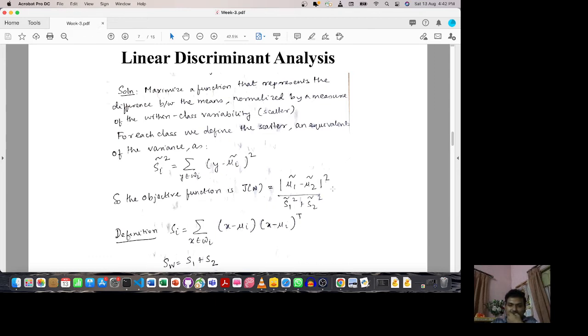When we take a derivative, we are finding the minimum difference, right? Then how can we maximize the function? So you want to maximize the difference between the two means, correct? That you want to maximize mu1 minus mu2 whole square. Right, I got it.